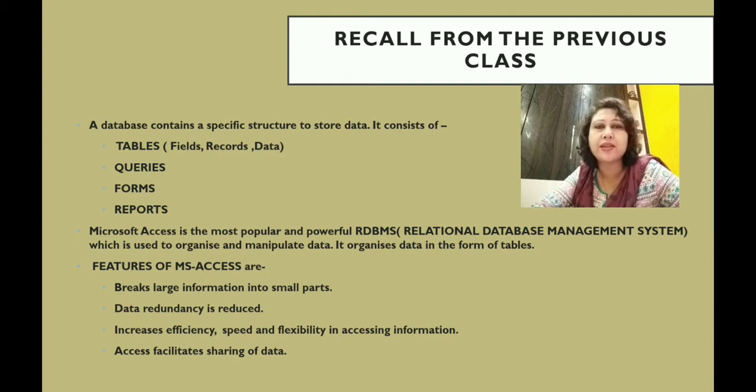If you can remember, in the last class we covered the topic of the basic structure of a database. The structure of a database consists of the following elements. The first one is tables. Under tables we have fields, records, and the data which is stored inside a table. Then the next element was queries, that means to extract information based on certain conditions.